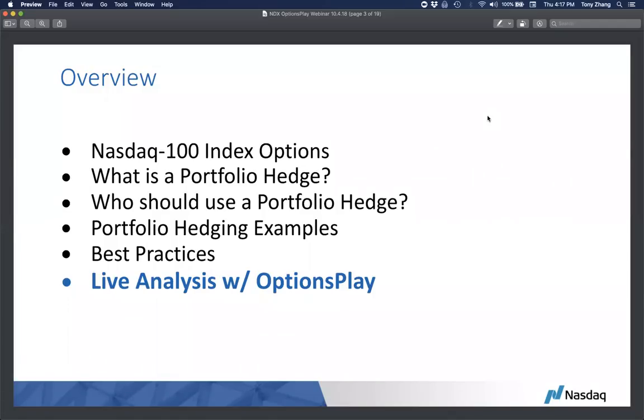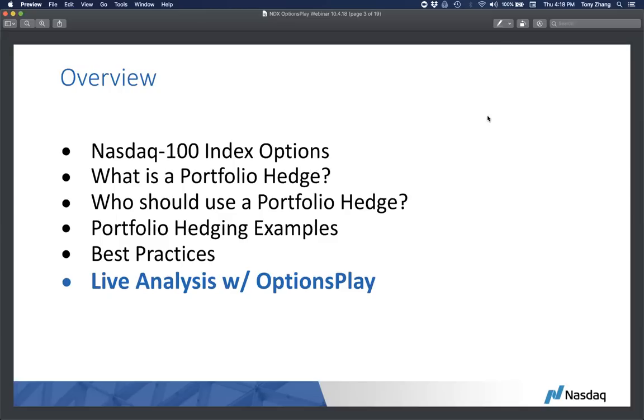And in order to really illustrate how to go about hedging your portfolio, I want to go through some hedging examples, because when we hedge a portfolio, there's quite a few things that we need to look at. So I want to make sure we break down each one of those things, make sure you understand how to pick each one of those 5 different things that we need to look at when we're using a portfolio hedge. And then lastly, we'll wrap this up with some best practices and tips to help you efficiently hedge your portfolio using index options such as the Nasdaq-100.